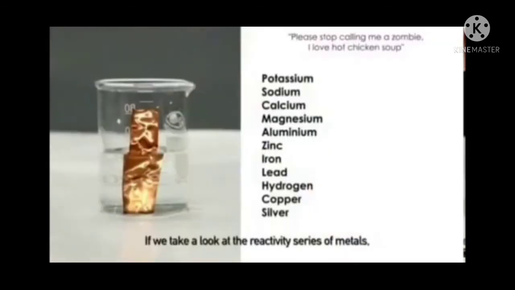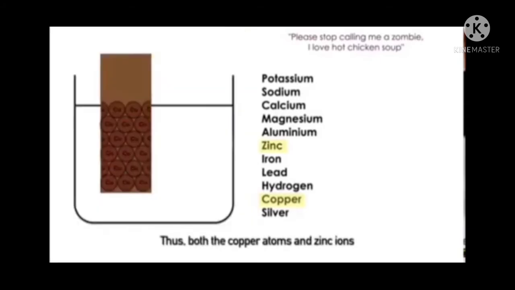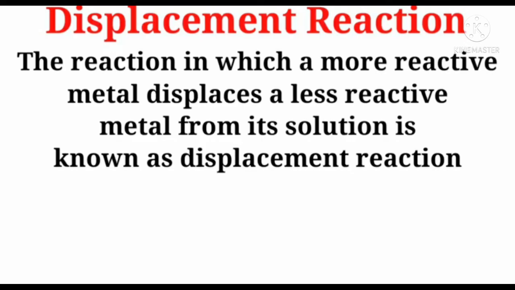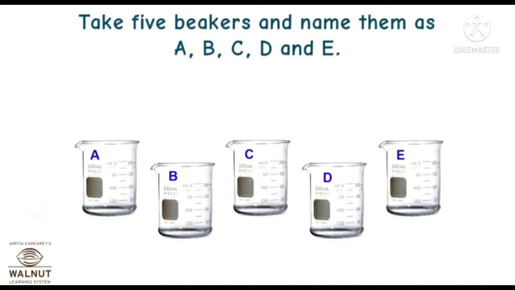Let's take a look. According to the reactivity series, copper is less reactive than zinc. So, here the less reactive copper cannot replace more reactive zinc from the solution. The reaction in which a more reactive metal displaces a less reactive metal from its solution is known as displacement reaction. Let us do more experiments on the basis of displacement reactions, which is in your textbook at page number 50.